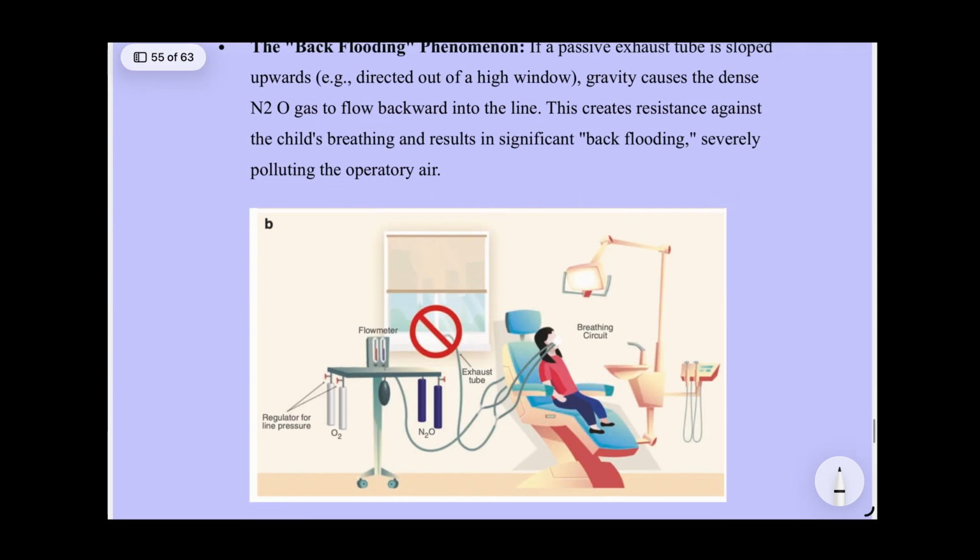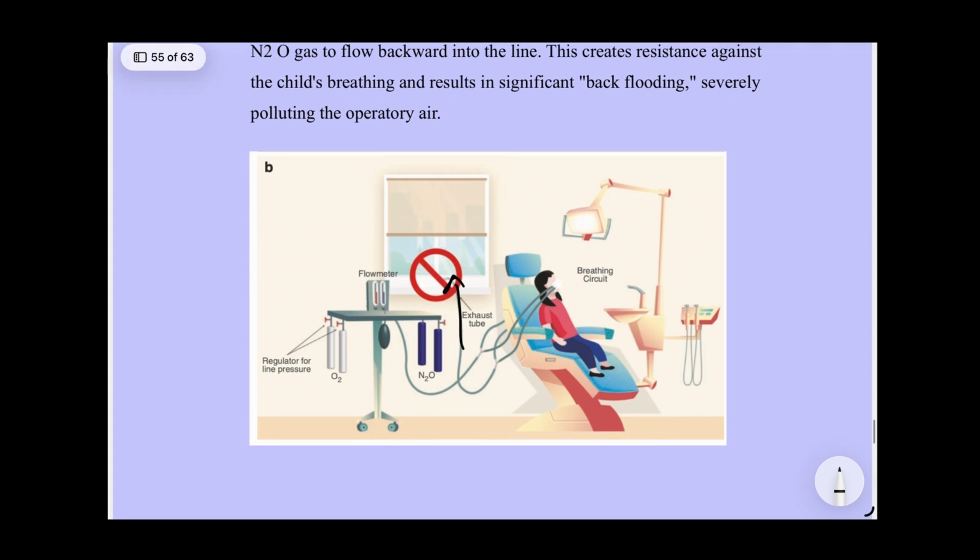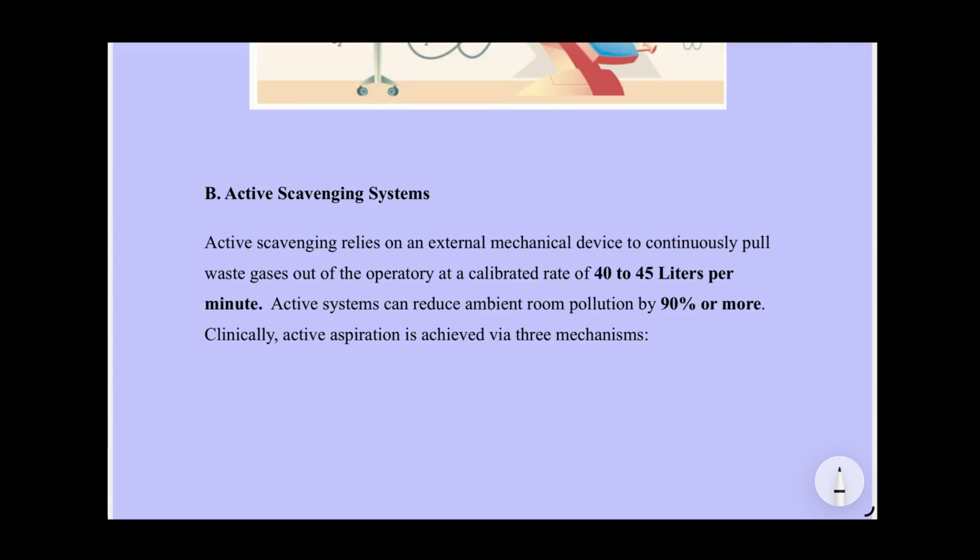Now the back flooding phenomena. If a passive exhaust tube is sloped upwards like this, gravity causes the dense nitrous oxide gas to flow backward into the line. This creates resistance against the child's breathing and results in significant back flooding, severely polluting the operatory air. There is a specific clinical pitfall you must highlight in your papers and viva. This is the back flooding phenomena. Due to these inherent limitations, manufacturers like Porter Instruments officially discontinued passive breathing systems in 2009.